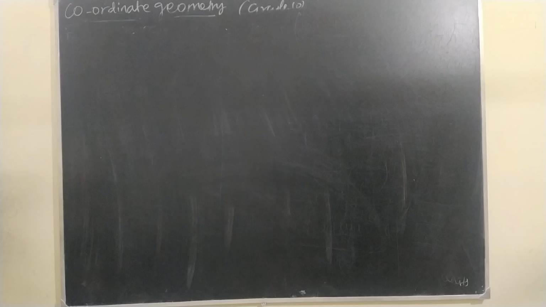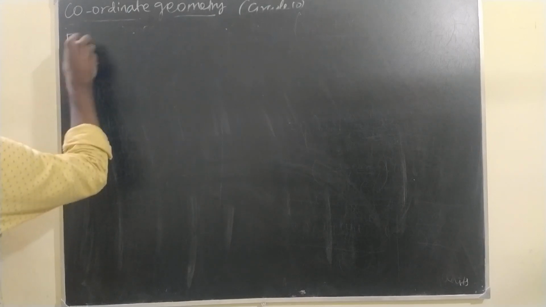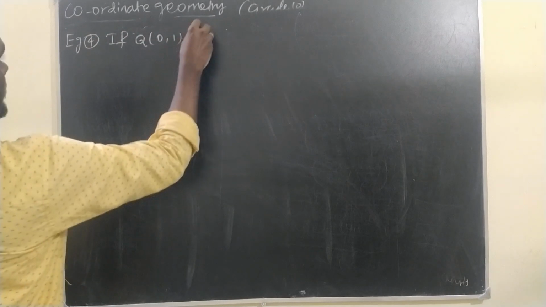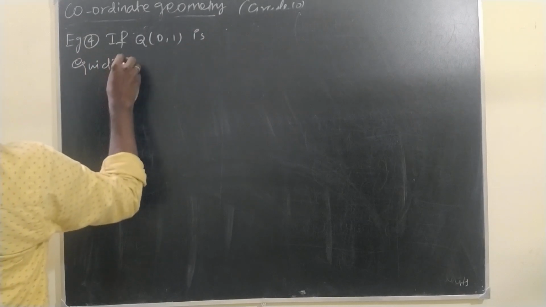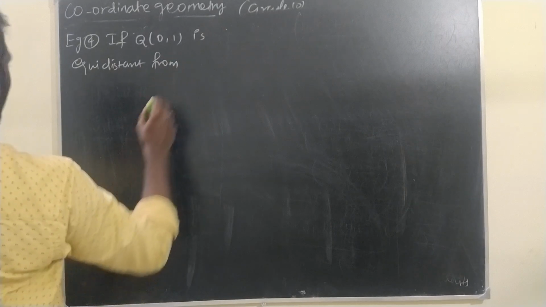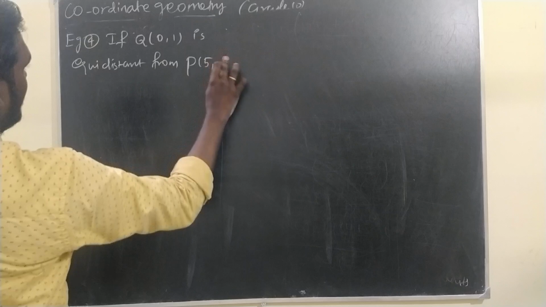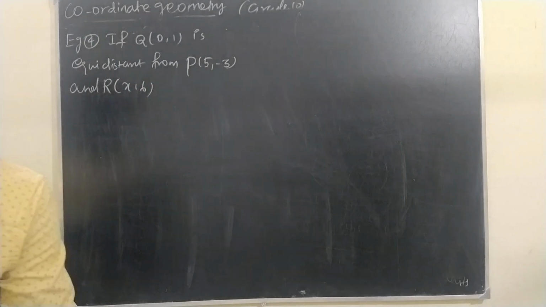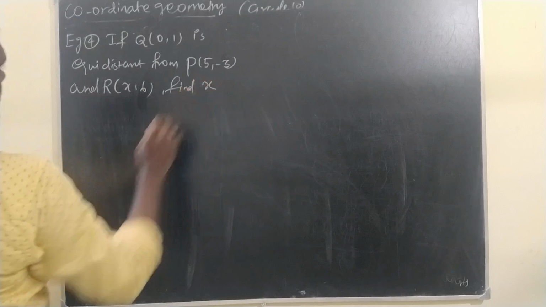Okay. Now, equidistant means what? What I said? See, the example 4: if the point Q, 0, 1, is equidistant from the point P, which is 5, minus 3, and the point R, which is x, 6, then find the value of x.